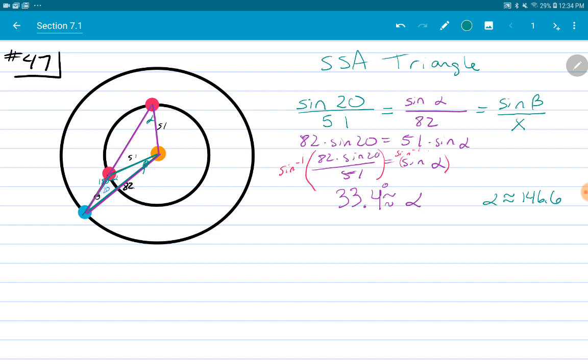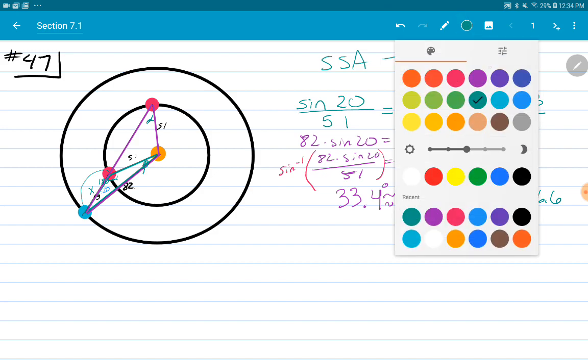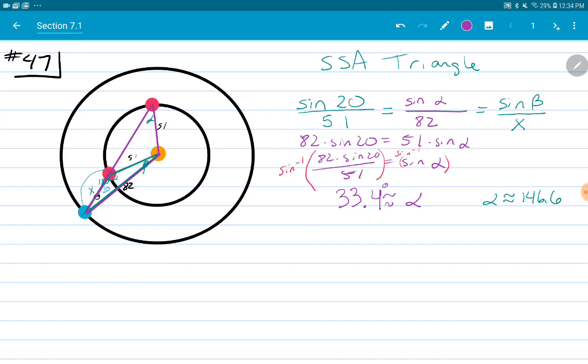Okay, now we need to solve for x. So x is, in the green triangle, it's this little short distance between alpha, the blue and the red planets. And in the purple triangle, the other option with alpha equal 33.4, it's this distance. This thing is x. So let's do the purple one first.